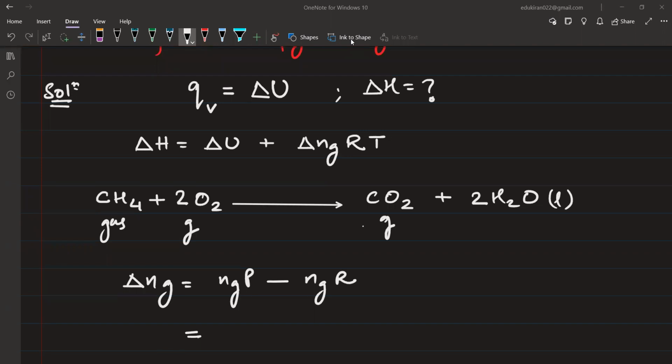What are the products? Tell me. CO2 and H2O. Okay. So which of them is in gaseous form? CO2. And how many moles of CO2 are there?